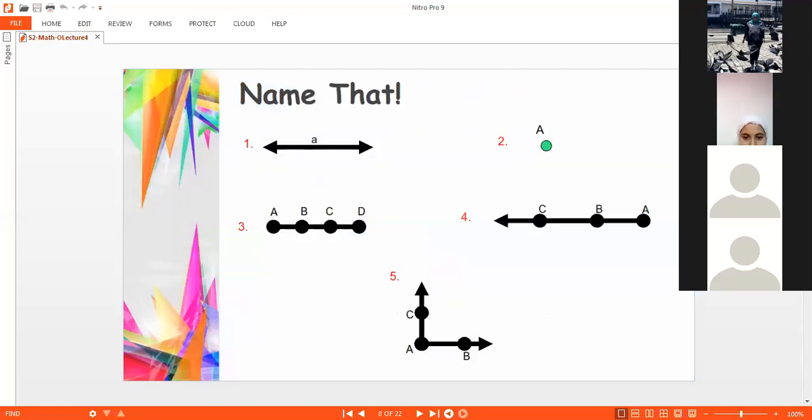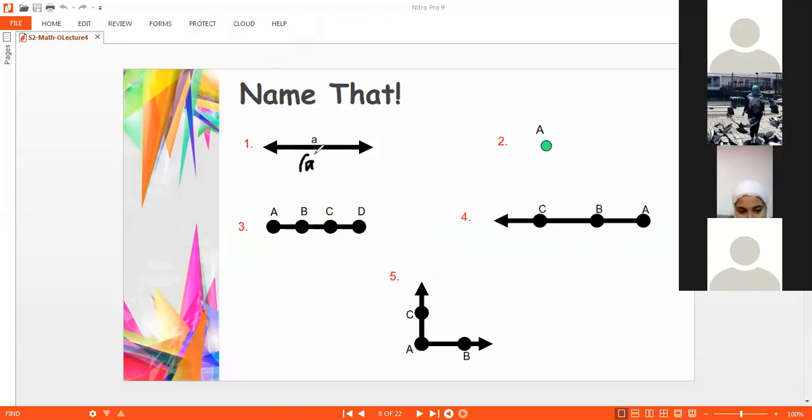I prepared an exercise for you. Okay. Yalla, Iltaf, you can start. Yes. Yalla, number one. What's number one? It's a line. Very good. It's a line and its name is small a, like this.